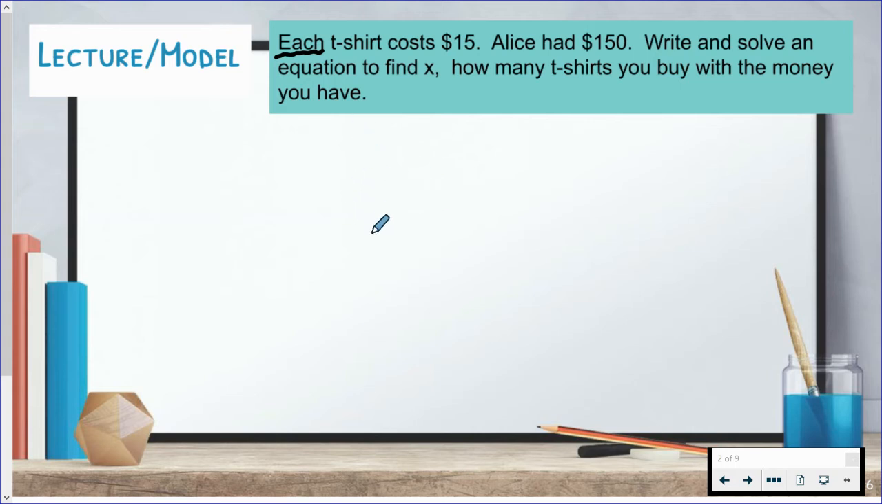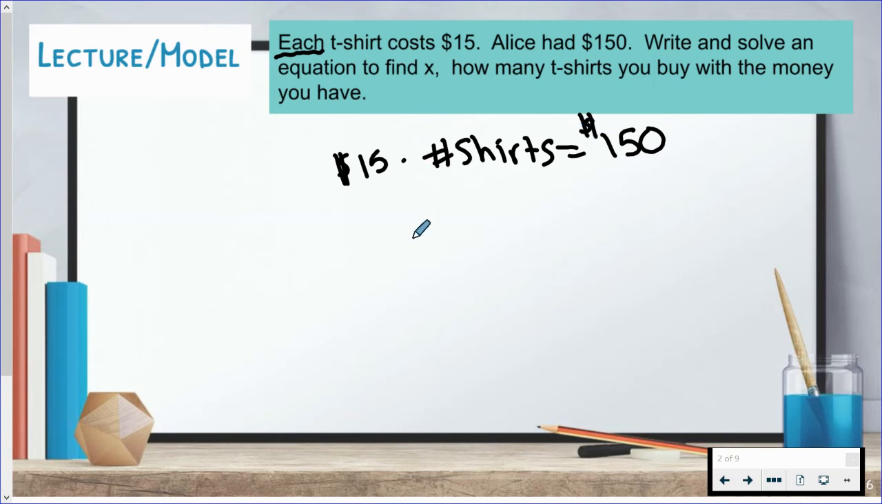So I know that $15 times the number of shirts would equal $150 because that is the total that she can spend. So I'm going to keep my 15. It says to use X for the number of shirts. So 15 times X is going to equal 150. So that's our equation. 15 times the number of shirts is 150.